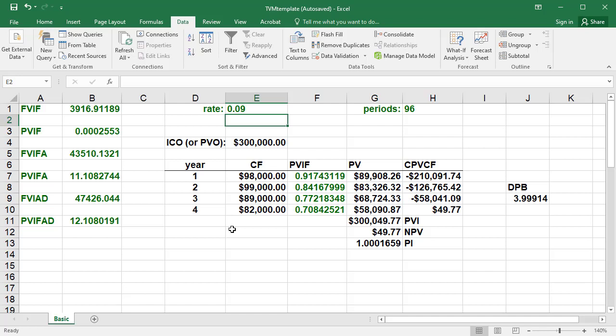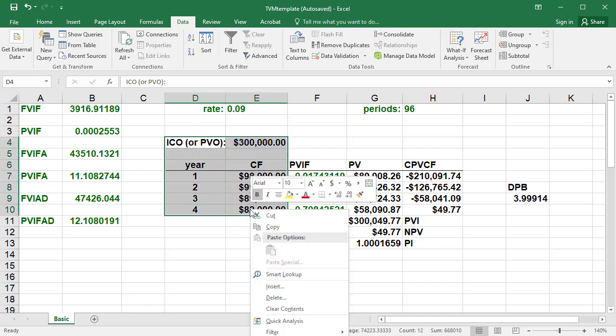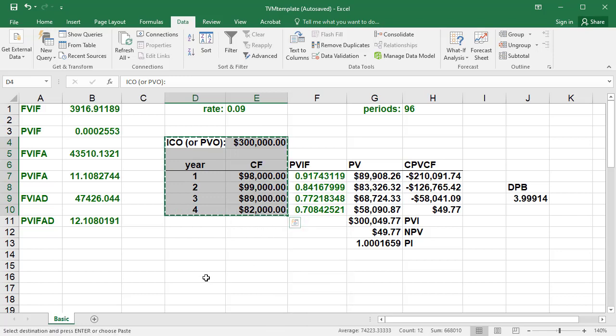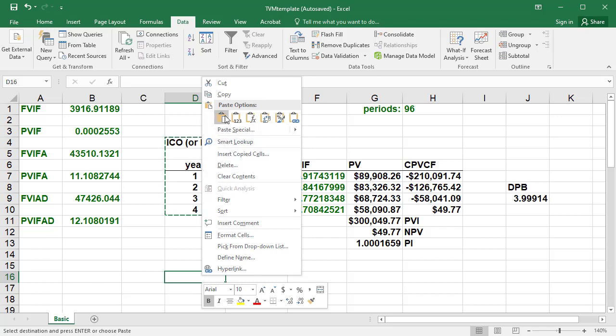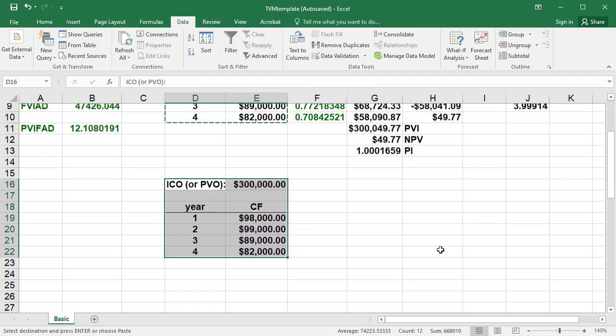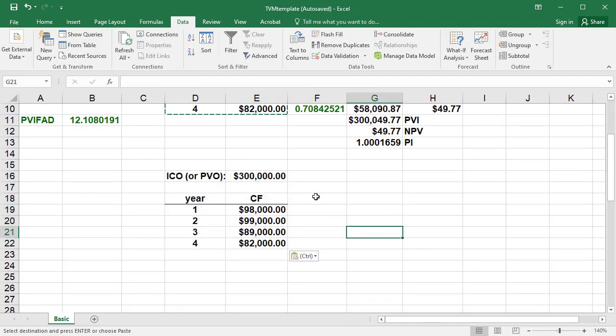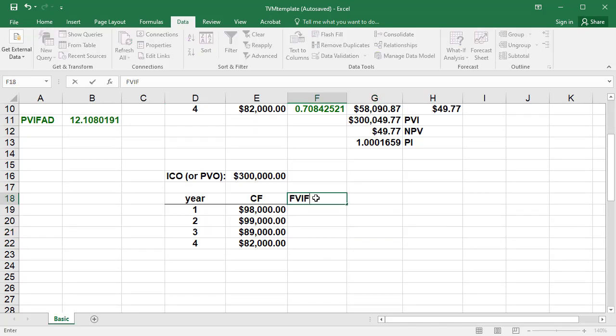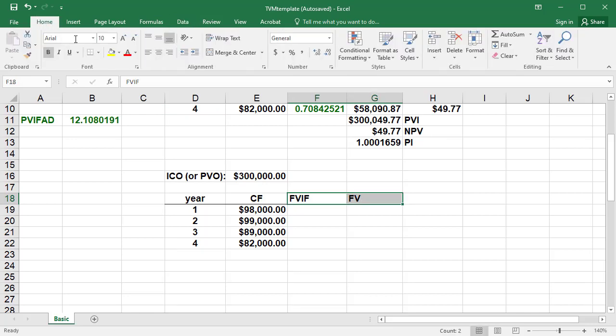That leaves us two methods in Chapter 6 yet to go. The first is the modified internal rate of return, and to work that, I'm just going to copy this basic information and paste it down here because it's a little different method than what we're doing here. First step in the modified internal rate of return is to calculate future value interest factors and the future values of all these cash flows. I'll underline these cells again just to make it look a little better.